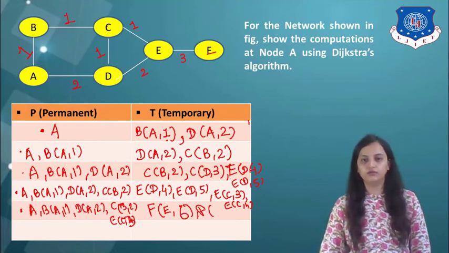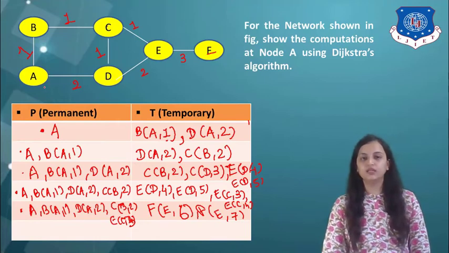Another value for F via E: if you consider this path, that will be 2 plus 1, 3, 3 plus 1, 4, 4 plus 3, 7. That is F is 7. There is also this path, 2 plus 2, 4, 4 plus 3, 7. That is also the same value. Now from these values, we need to select the smallest value, which is F is 6.